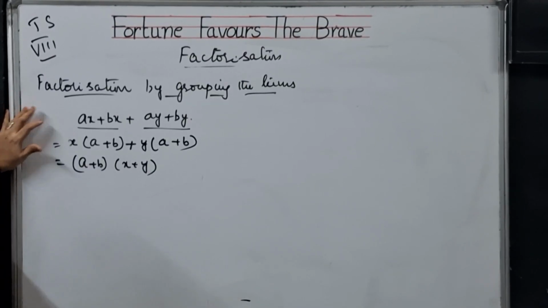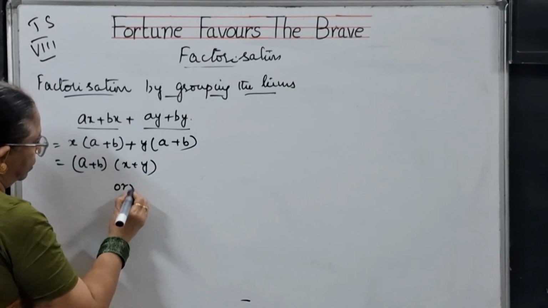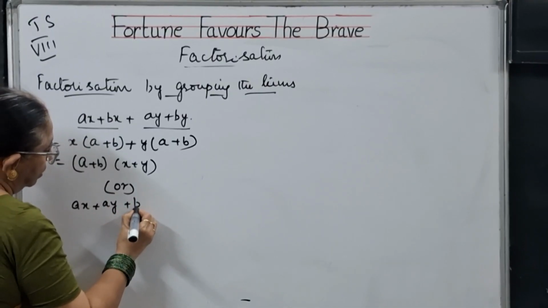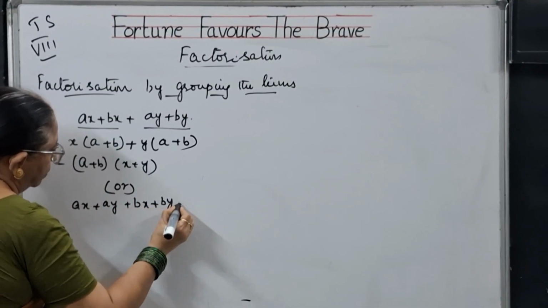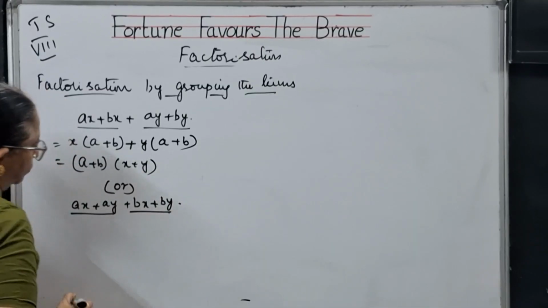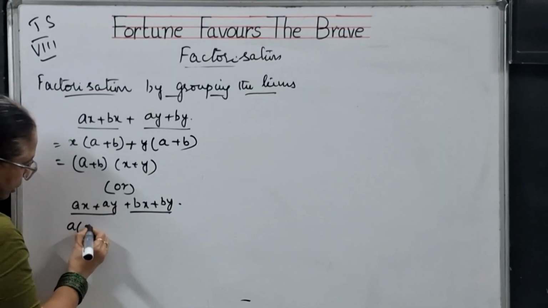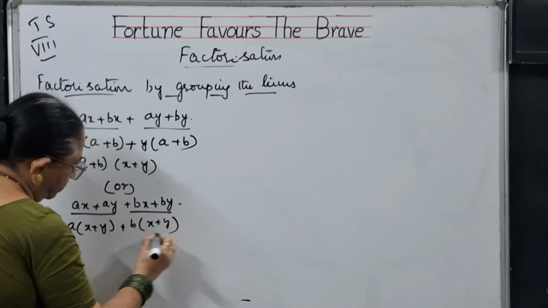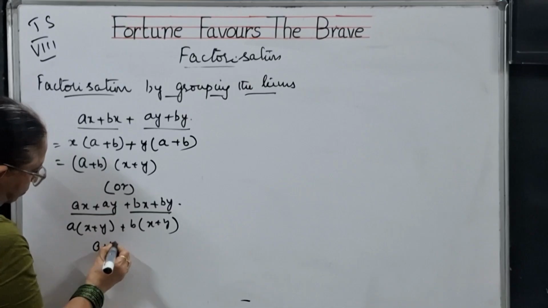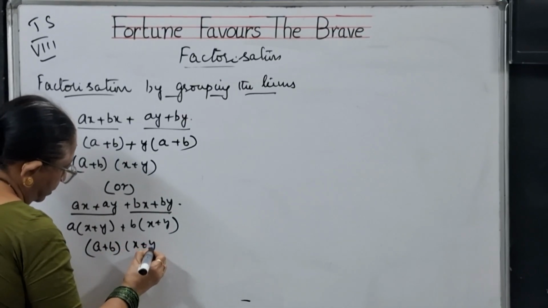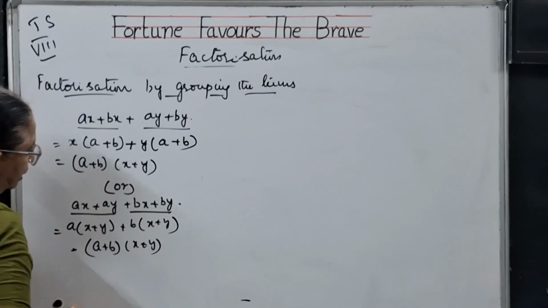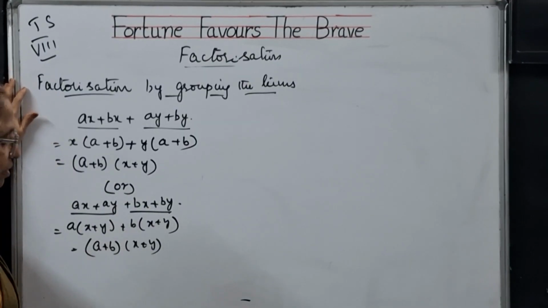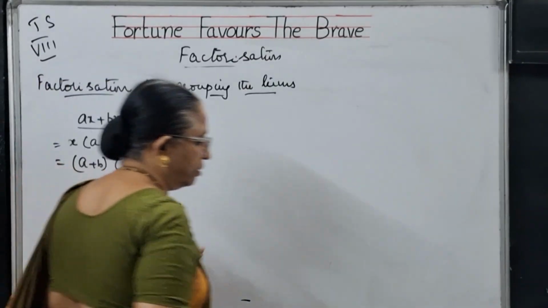Find the factors. You can even do it in this way: let me take the a values together, plus the b values together. This is one group, this is one group. In these two, a is common: a into (x plus y) plus b into (x plus y). So this is nothing but (a plus b) into (x plus y). So see, children, in any way you are getting the same answer. So this kind of grouping is called factorization by grouping the terms.